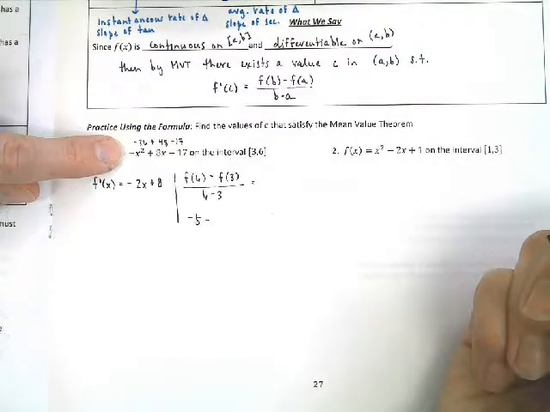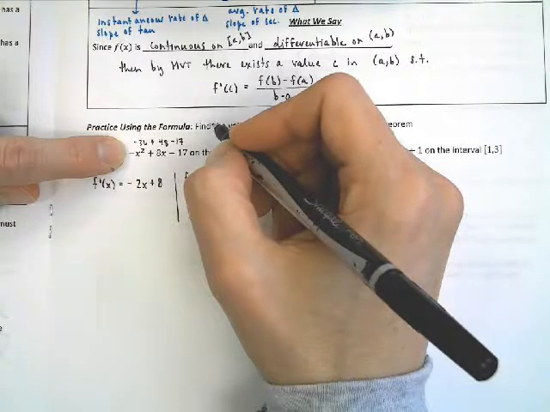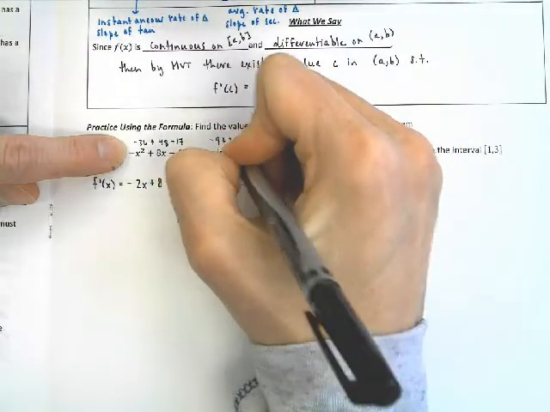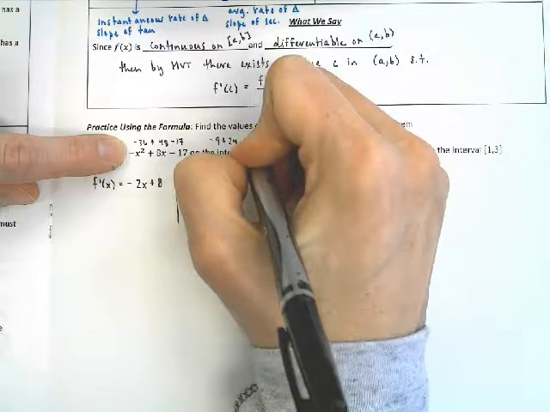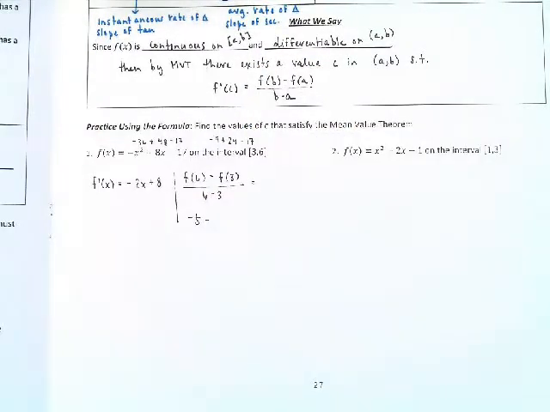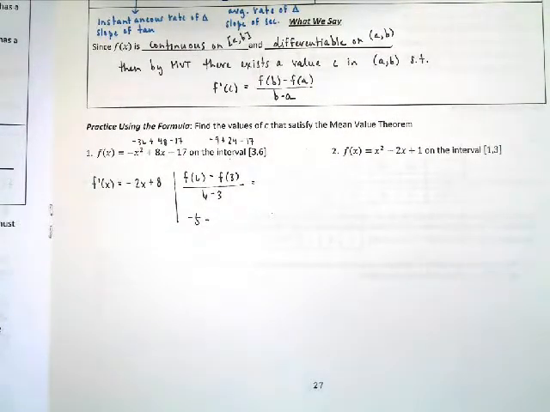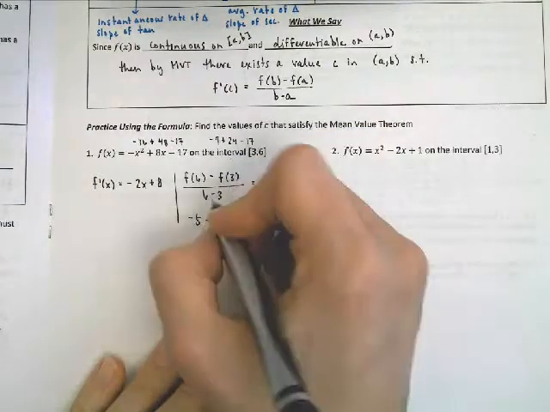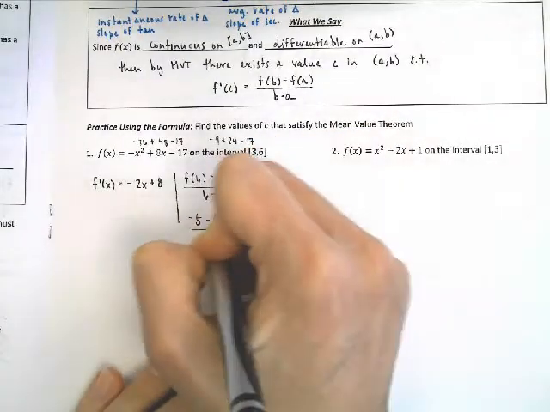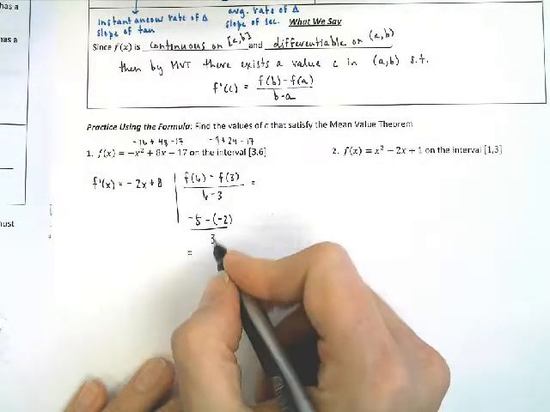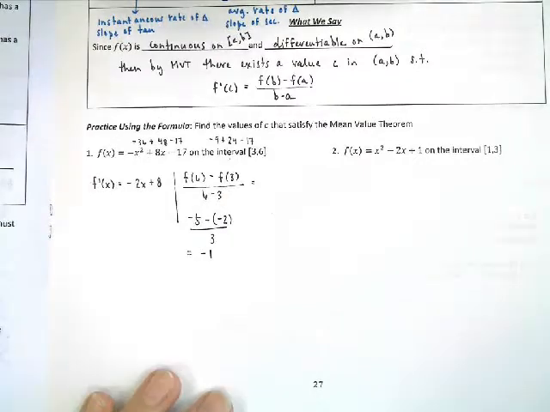Minus f of 3. Let's see, I have negative 9 plus 24 minus 17. So if I did this right, I should have 15 minus 17 is negative 2. So now I have minus a negative 2 over 6 minus 3, which is 3. So now negative 5 plus 2 is negative 3, over 3 is negative 1.